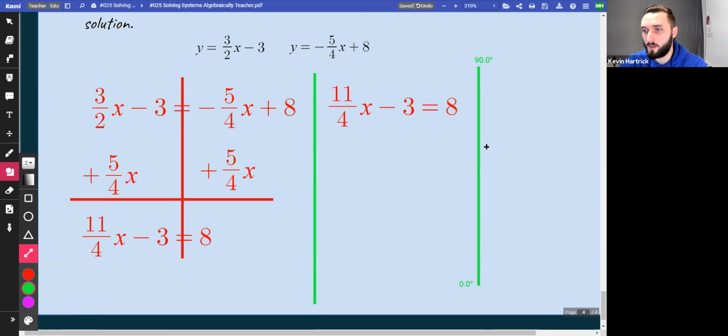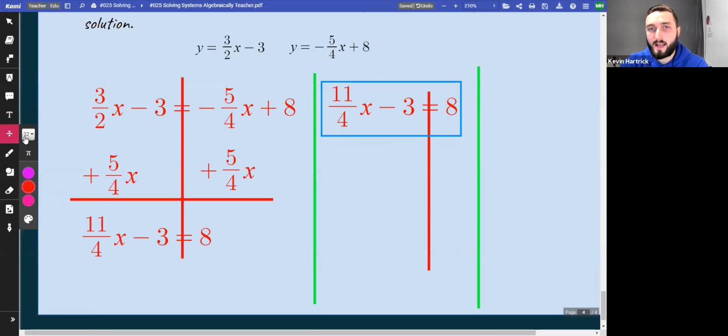Separate my things here because I'm going to have to use this side to find my y value, as you guys already know. You tried this on your own. Okay, so we are going to solve this two-step. First thing I do in a two-step, I look for the constant. That's the term that does not have the variable. That's this negative 3. I got to get rid of it.